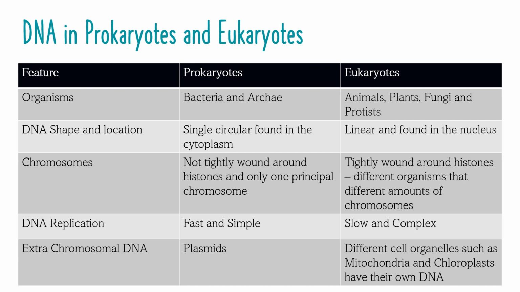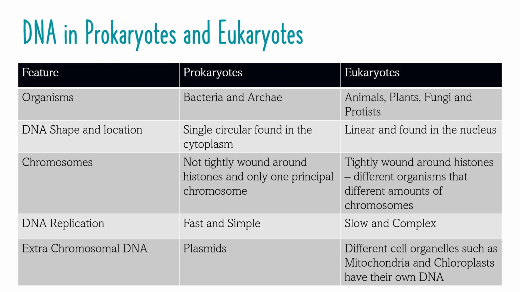In prokaryotes, DNA is single, circular, and floats freely in the cytoplasm, whereas DNA in eukaryotes is linear in shape and located in the nucleus. Chromosomes are tightly packaged structures that carry our genetic information. In eukaryotes, DNA is wound tightly around proteins called histones. Different organisms carry different amounts of chromosomes. For example, humans have 46.